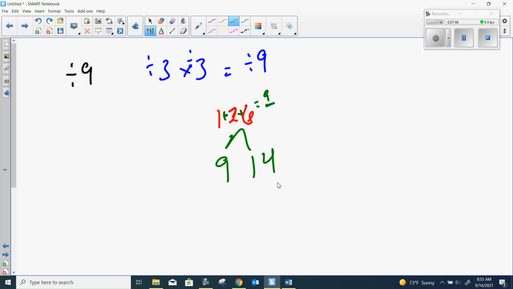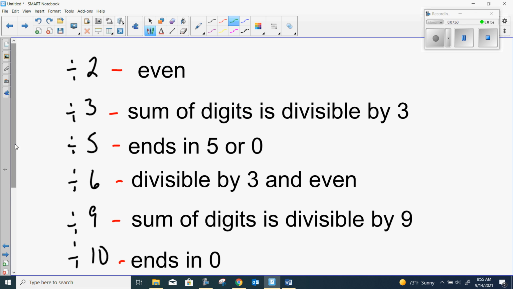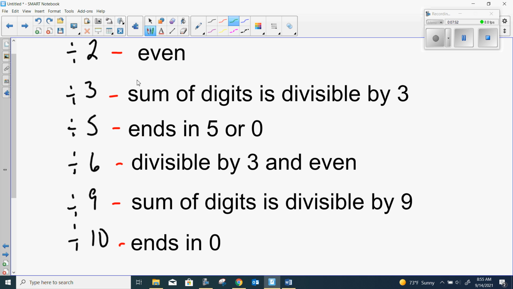And just to sum some things up: divisible by 2 is even, divisible by 3 is sum of the digits divisible by 3, divisible by 5 ends in 5 or 0. Divisible by 6 is divisible by 2 and divisible by 3, which means it has to be divisible by 3 and even. Divisible by 9 is divisible by 3 twice, right? 3 times 3. Sum of the digits divisible by 9 is another way of saying that. And divisible by 10 means it ends in 0.